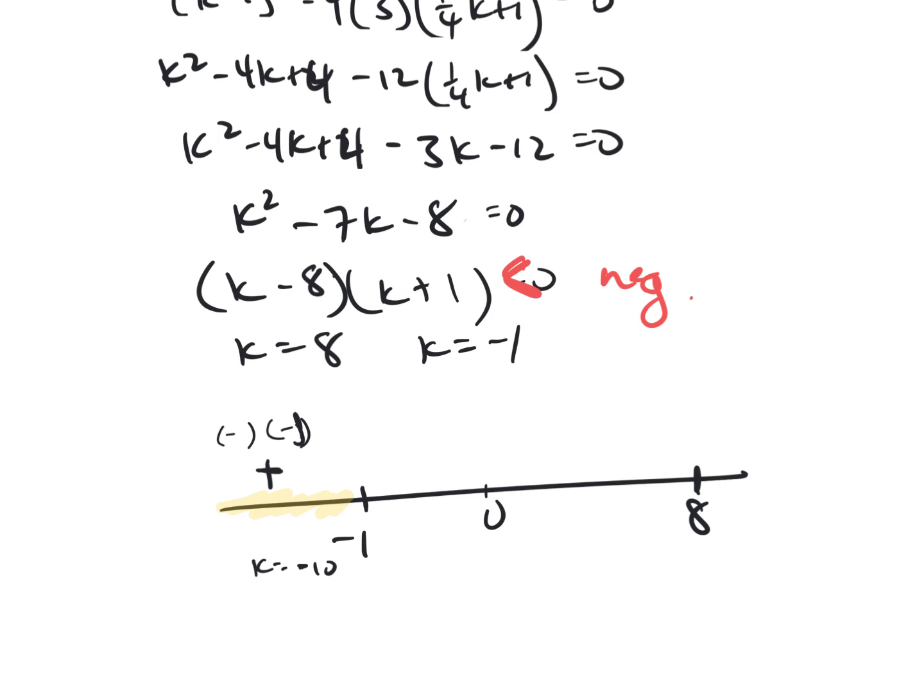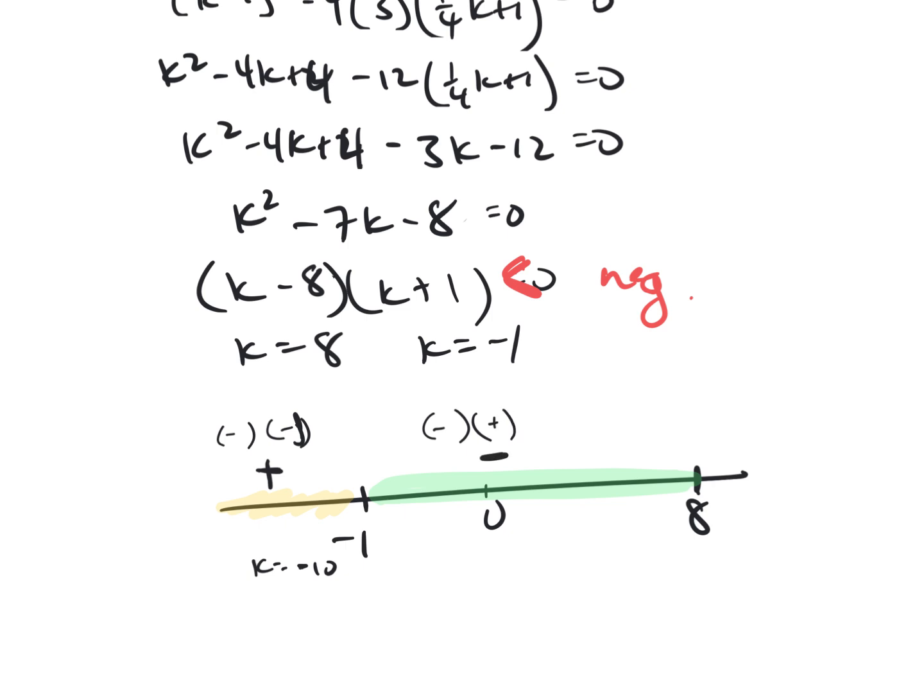When I go to this scenario, in this interval, highlighted in green, the easiest number to choose is 0. So if I take the 0, substitute it in there, I get negative 8. If I substitute the 0 into this value, I get a positive 1, which is a positive. A negative times a positive is a negative.